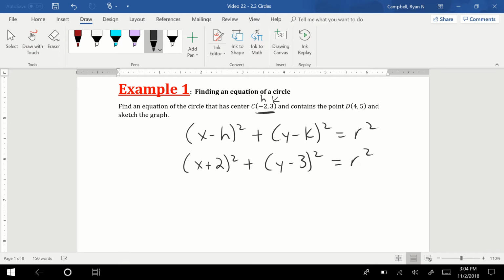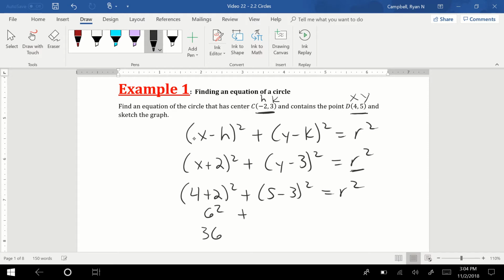So now what we need to find is r. But obviously we're not given a radius, so what else can we do? Well, we are given a point, so we could just plug this in, right? 4 is going to be our x, 5 is going to be our y. So we plug in (4 plus 2) squared plus (5 minus 3) squared equals r squared, and then we just solve for r. So 4 plus 2 is 6, 6 squared is 36. 5 minus 3 is 2, 2 squared is 4.